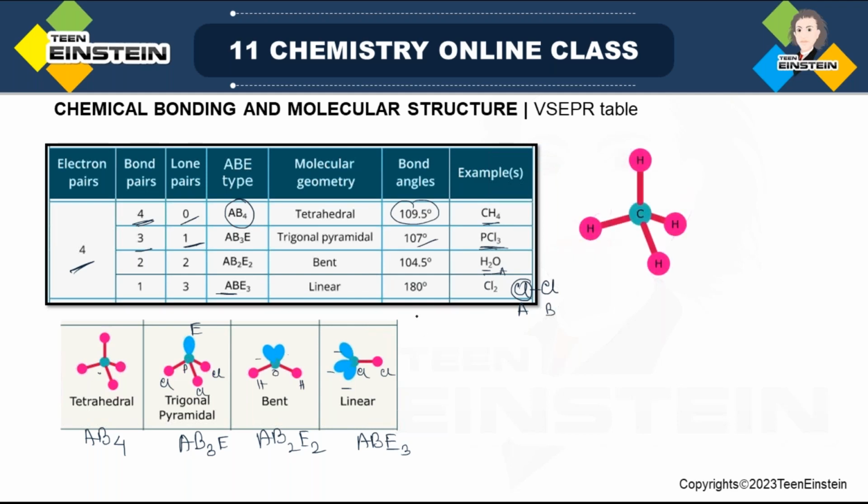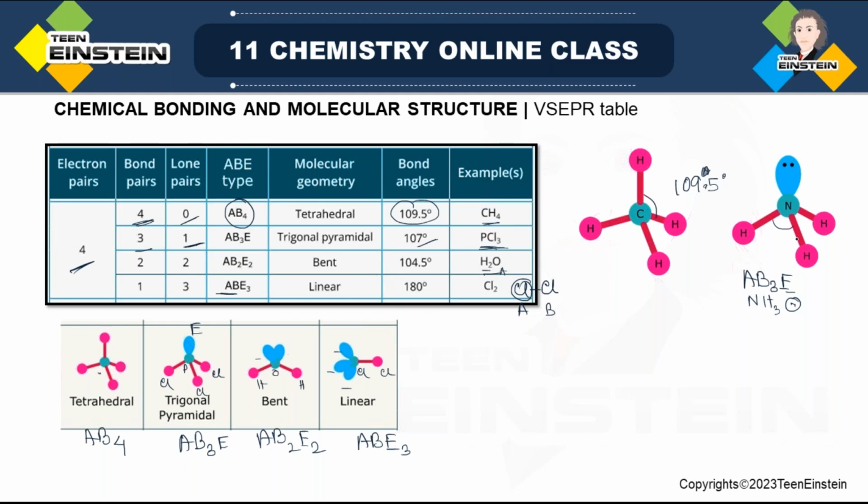So CH4, you can see, is tetrahedral. All these angles are the same, which is 109.5 degree. Then we have NH3. Now NH3 is basically just like PCl3. It is of the type AB3E, where N is A, H is B, and E is the lone pair. Fine.